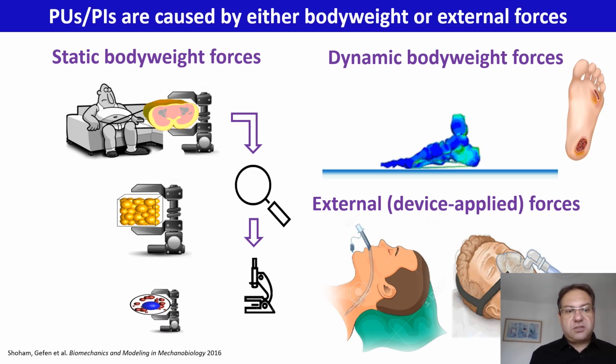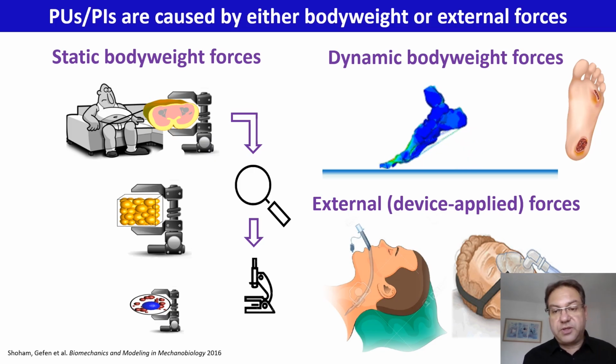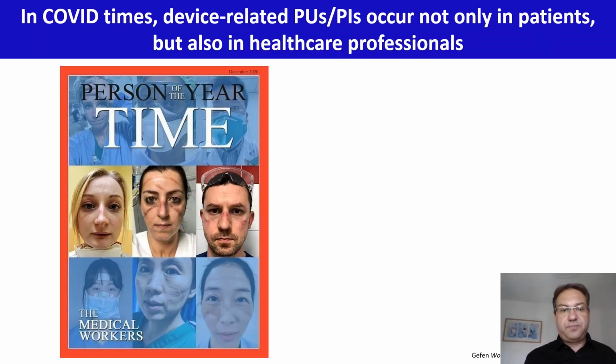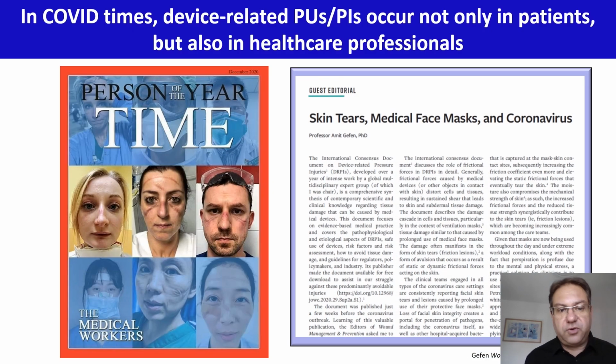And these masks apply continuous loading on facial tissues, on skin, and eventually cause tissue damage. In the pandemic, we also saw a new type of device-related pressure ulcers, which are pressure ulcers caused to healthy subjects, healthy individuals, medical workers. And these healthcare professionals who use their face mask or respirators for long times develop facial injuries, which I have reported and investigated substantially during the pandemic.